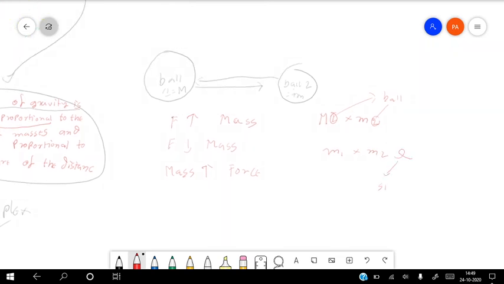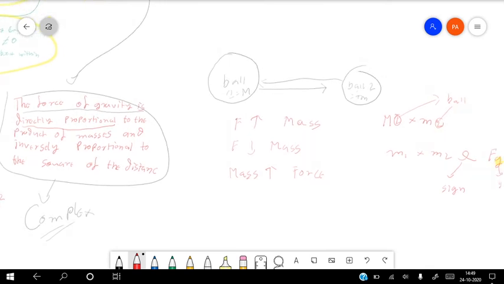This is the sign of proportionality, directly proportional to the force of gravity. Now here G is to clarify that this is the force of gravity. Directly proportional to the product of the masses. We are done with this part of the definition, so I'll mark this as green because we are done with it.